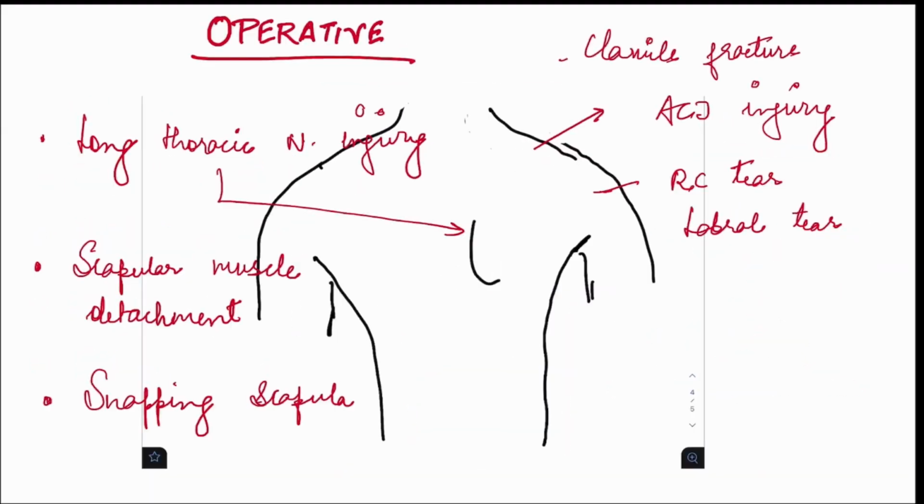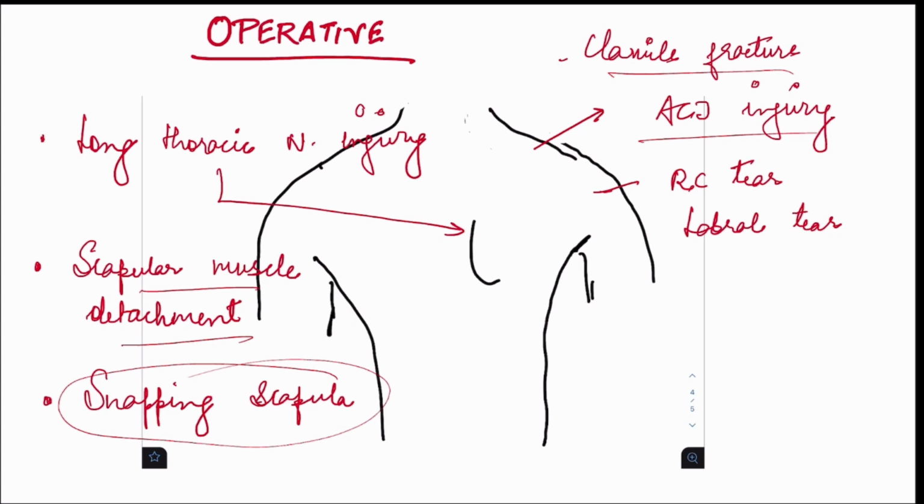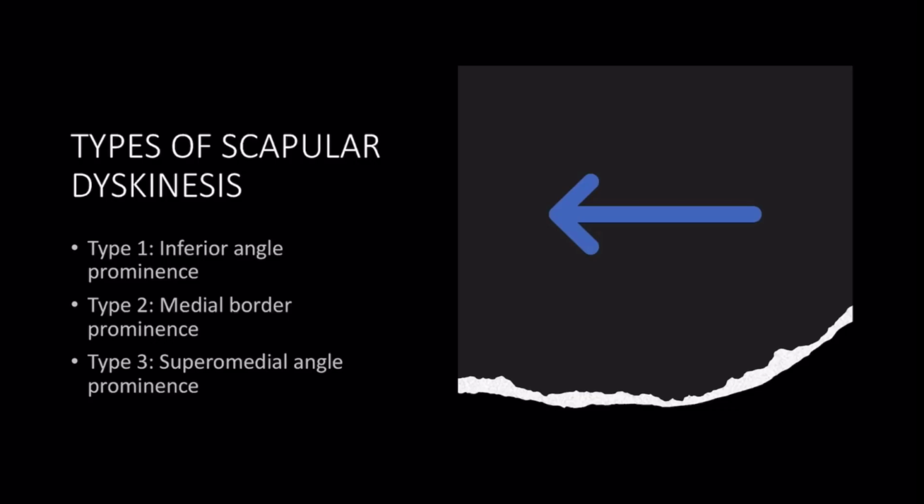Then coming on to what are the operative causes. First is the long thoracic nerve injury. It can lead to medial scapular winging. Actually it is not called scapular dyskinesis, it is called scapular dyskinesia when it is due to a nerve injury. Then it can be scapular muscle detachment, snapping scapula, clavicle fracture, acromioclavicular joint injury, rotator cuff tear or labral tear. All these need a surgical intervention.